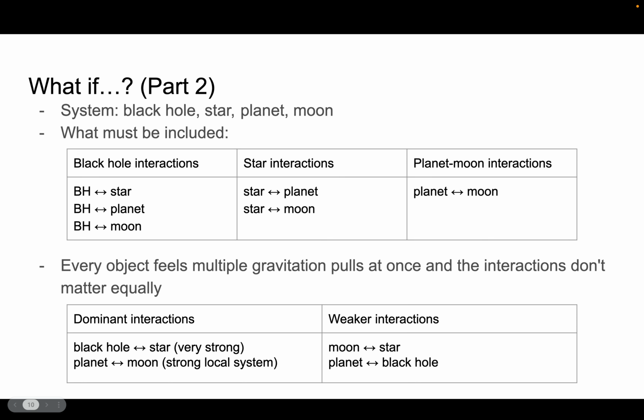This means that every object will feel multiple gravitational pulls at once, but the interactions don't matter equally. The dominant interactions in this system would be the black hole and star, which is very strong, and the planet and moon, which is strong in its own local system. Some of the weaker interactions would be the moon and the star and the planet and the black hole.